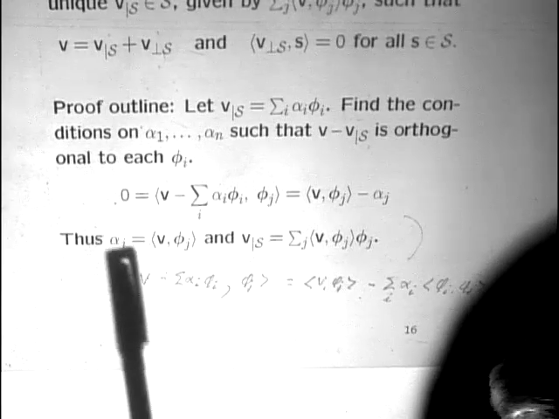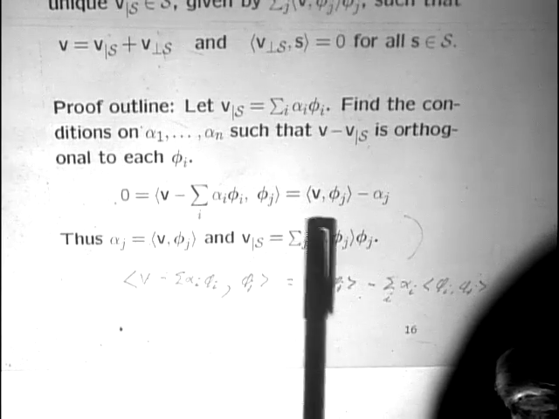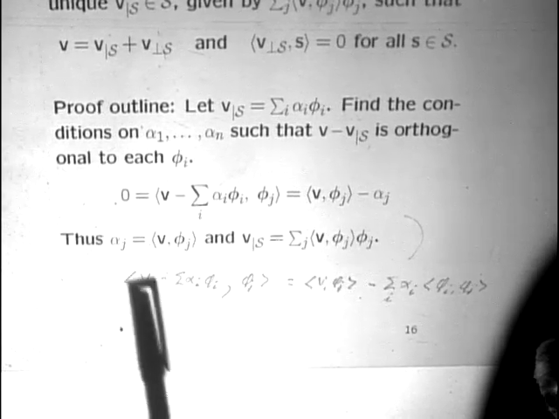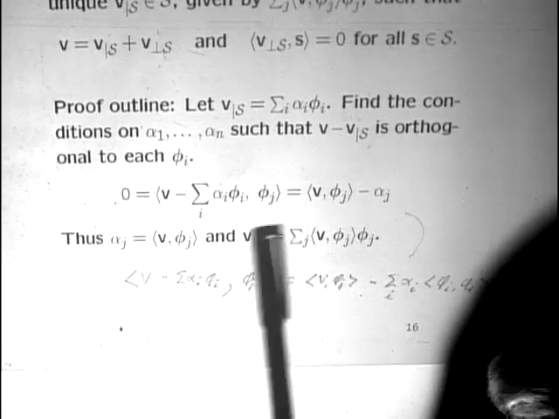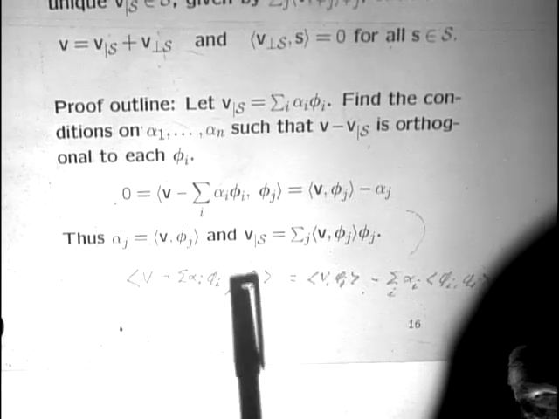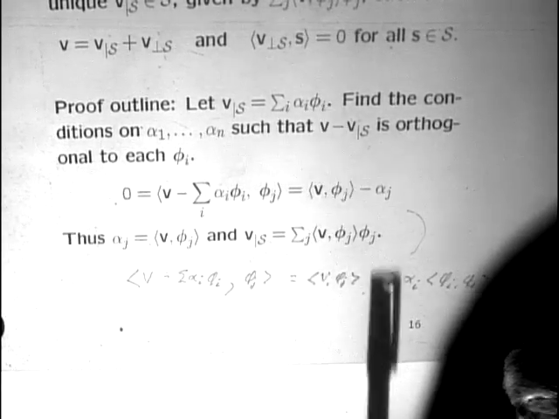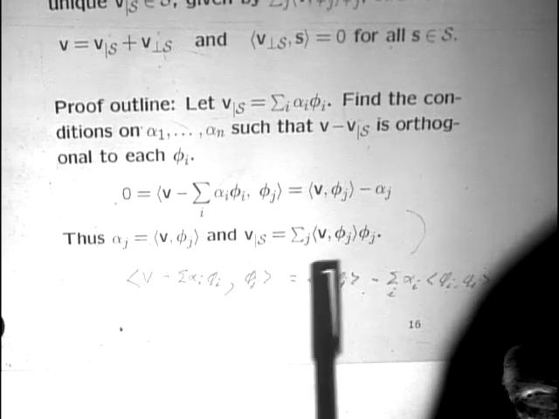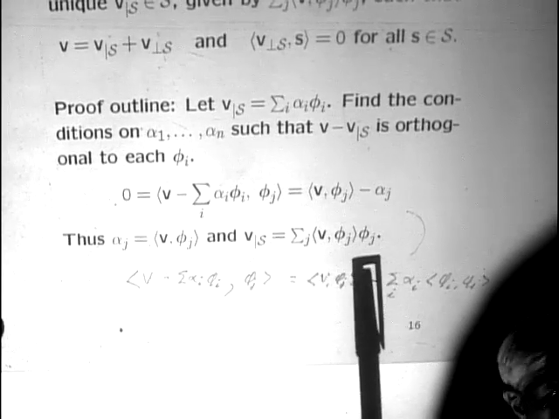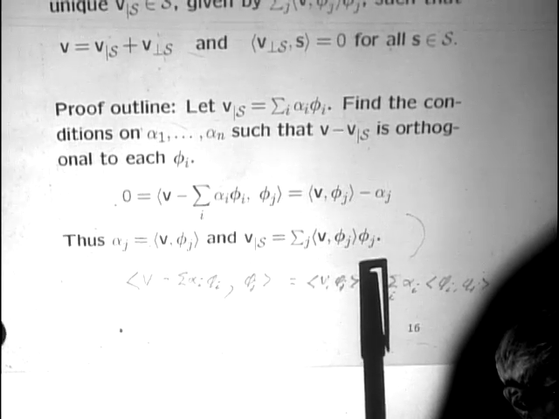Okay, so alpha sub j has to be equal to the inner product of V with this basis vector here, and therefore this projection, which we said was the sum of alpha sub i phi sub i, is really the sum of the inner product of V with phi sub j, times phi sub j.